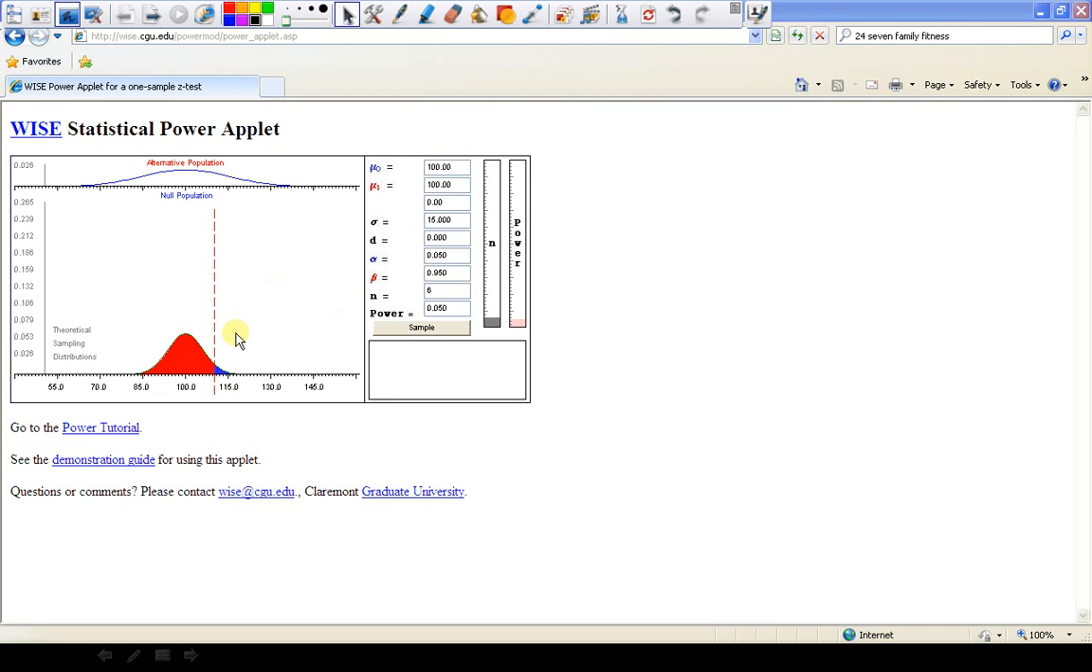Okay, so what we're saying here is there's a 5% chance that even if the true mean is 100, you get an unlucky sample out here, and you'll reject. And you can see that somewhere between 100 and 115.